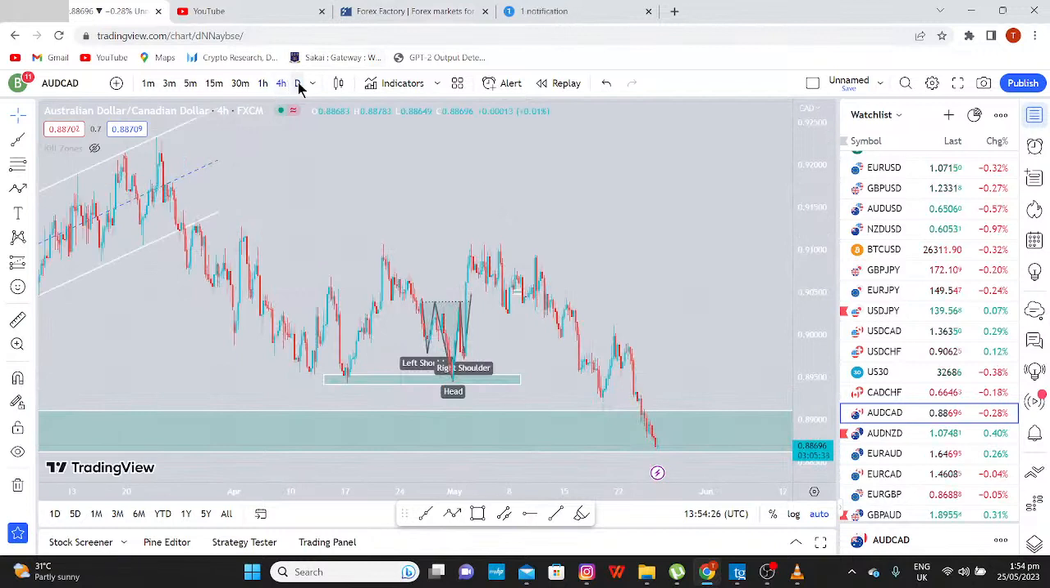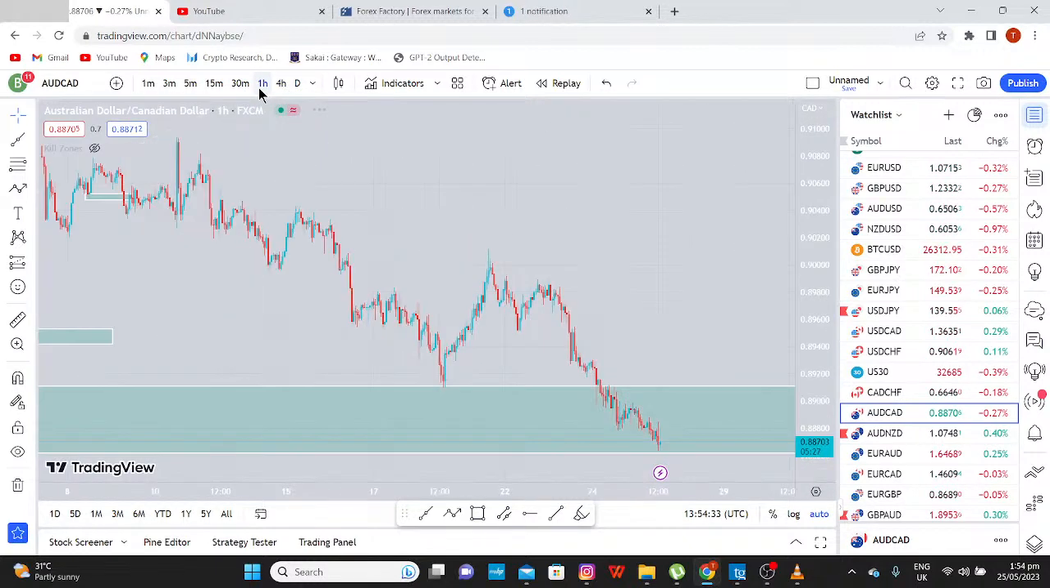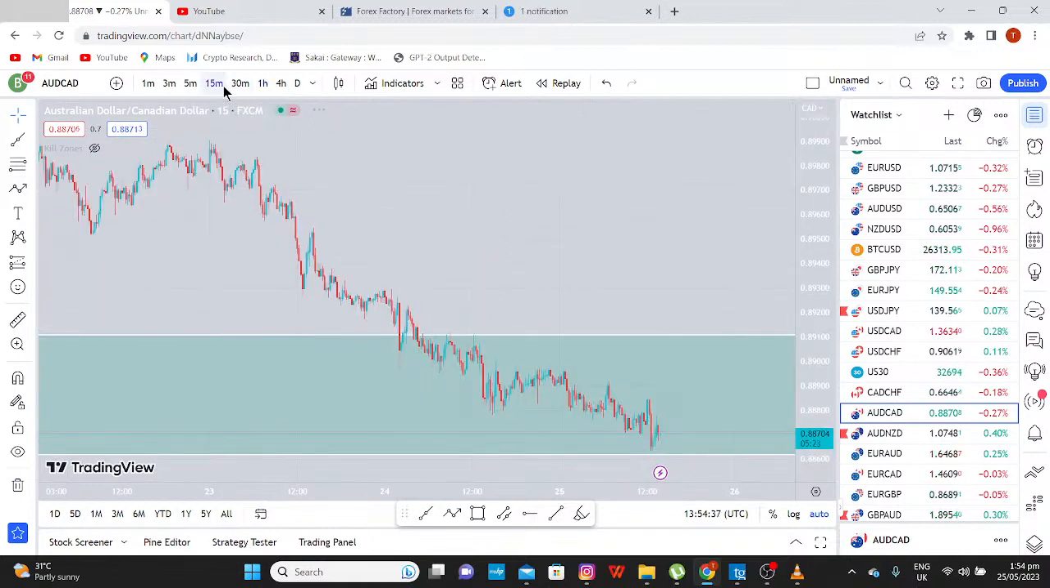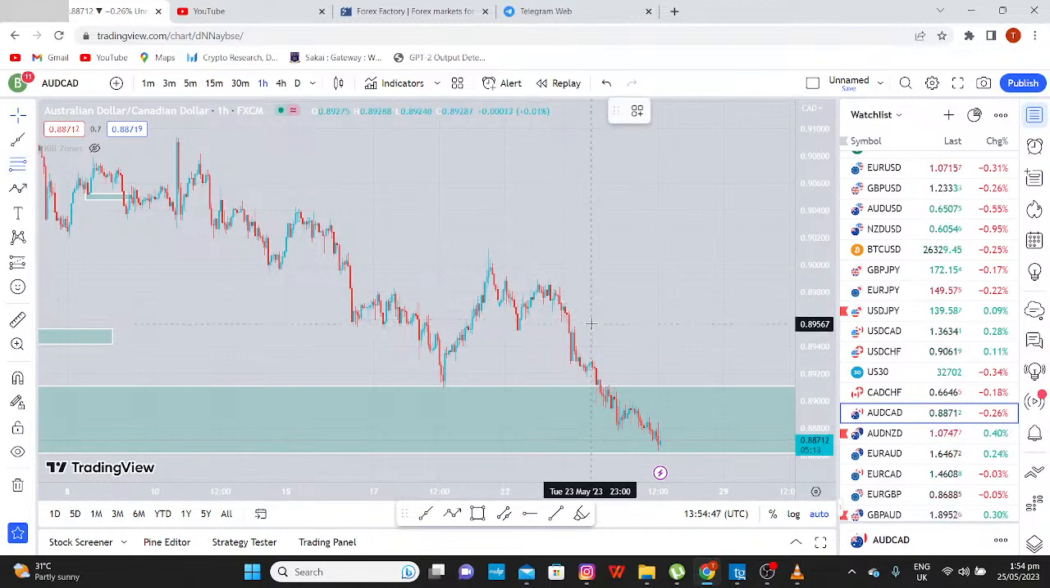Alright, so this AUD CAD, let's see what it has for us. Still not ready for buys yet. And then I believe there's liquidity up here. Way up here. So what I'll pick rather is the channel.